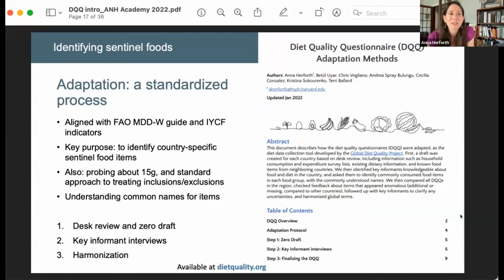The process starts with a desk review of existing questionnaires that have been used, for example, if MDDW has been collected, starting from existing adaptations and producing what we call a zero draft. Then we do key informant interviews with a variety of people from different areas of each country to ask about common items using the standardized process. And finally, we look at the results and harmonize across countries to make sure we have not inadvertently missed items in some countries that are actually common in the region.